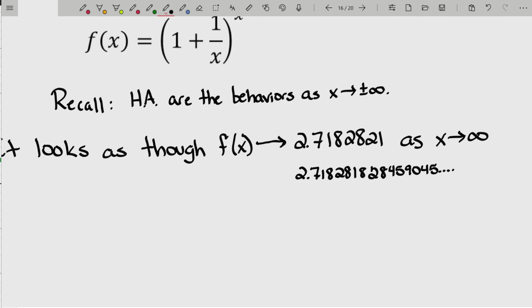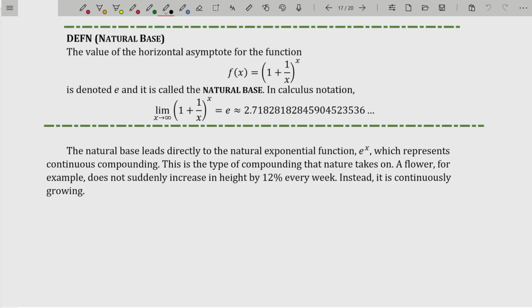That is a very, very special number, and that's why I've memorized it. You see, that number is what we define to be E. E is approximately 2.7182828459045233536 and so on and so forth down the line. That is the limit as x runs off to infinity of 1 plus 1 over x to the x power. It is known as the natural base, and it is super powerful for us.